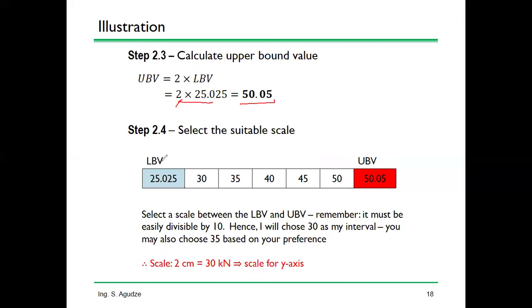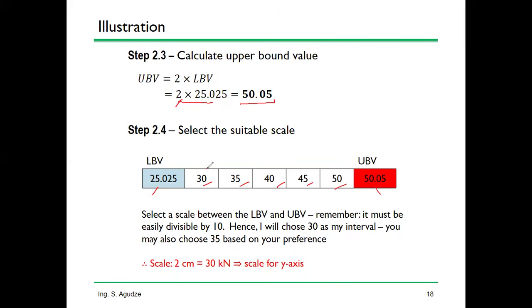So your scale is between LBV and UBV, is that right? This is the lower bound value, this is the upper bound. Any value within can be selected as your scale. This is 25. You can say 26, 27, 28, 29, 30, 31, but just select reasonable round figures which can easily be divisible by 10, so that you don't get too many decimals for one box. Is that right? So from 25, I move to 30, 35, 40, 45, 50, and so on.